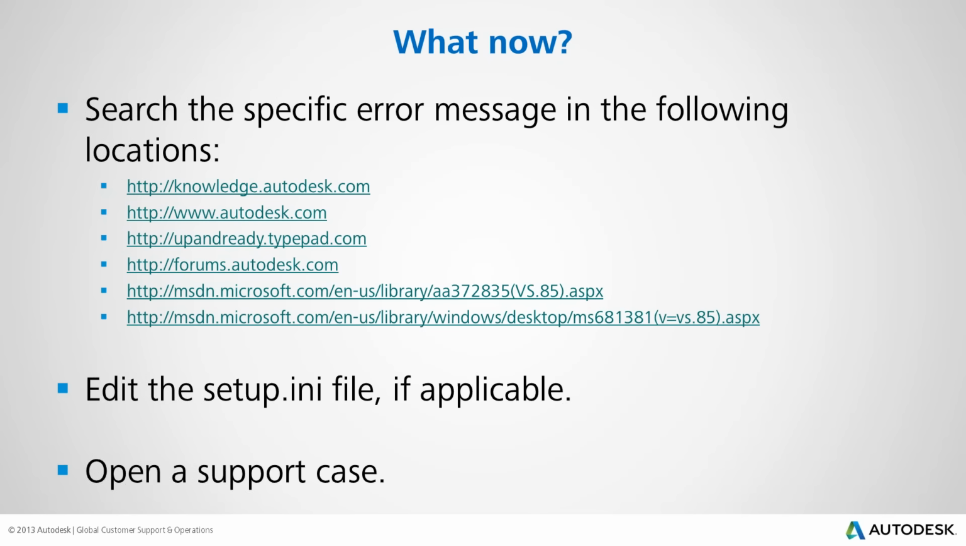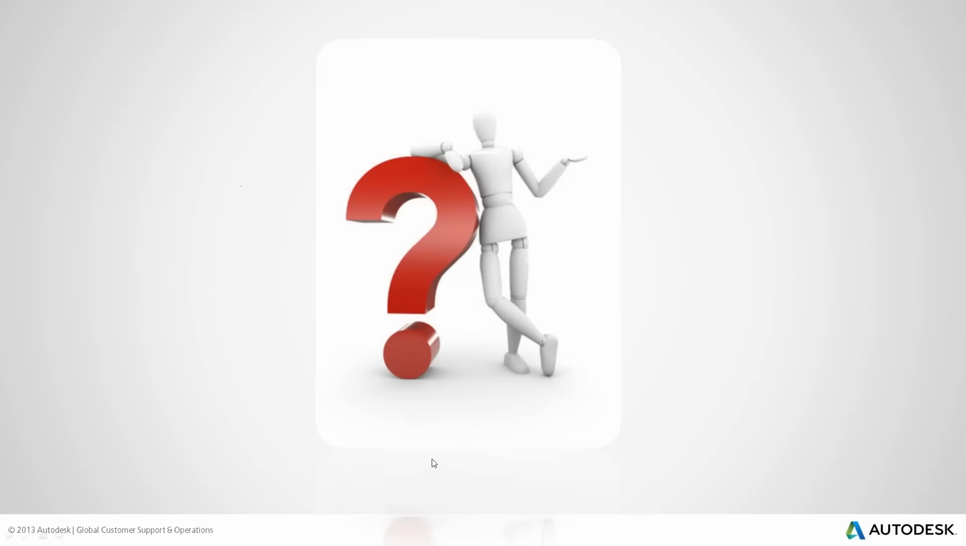There's a search box there, and just type in error 1603 on AutoCAD, and you'll get information from our knowledge base and from our forums that you can go and take a look at as well. And if all else fails, you're welcome to open a support case with us, and we'll be glad to help you with that as well.